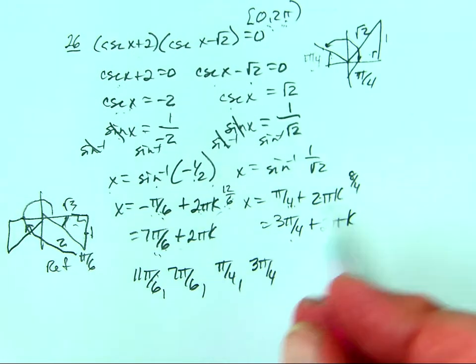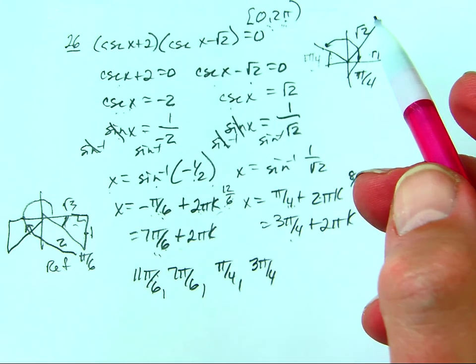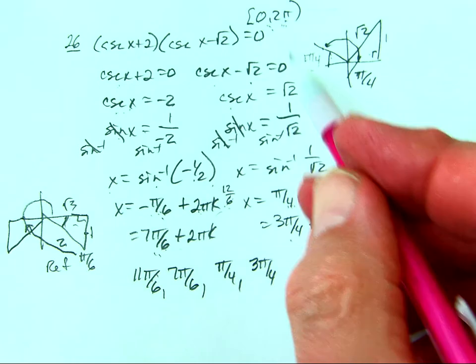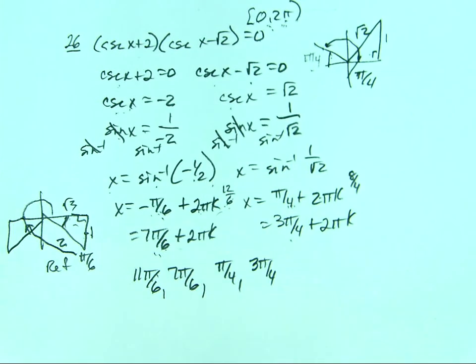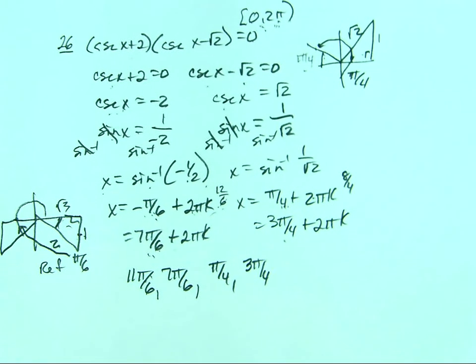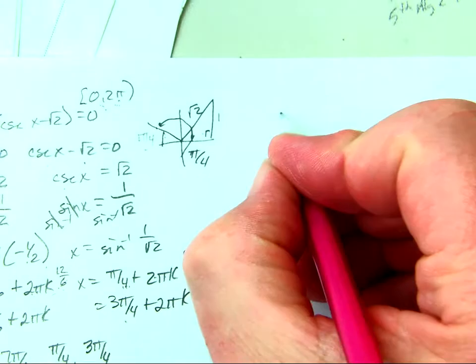If we add 2 pi, so we add 4 sets, add 8/4, that's 11/4. That's too big, so those are our 4 answers. Okay. Let's look at 27.